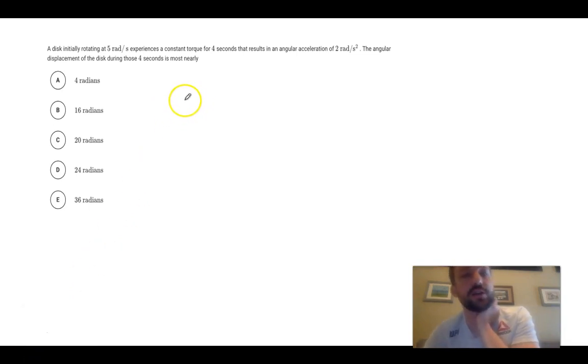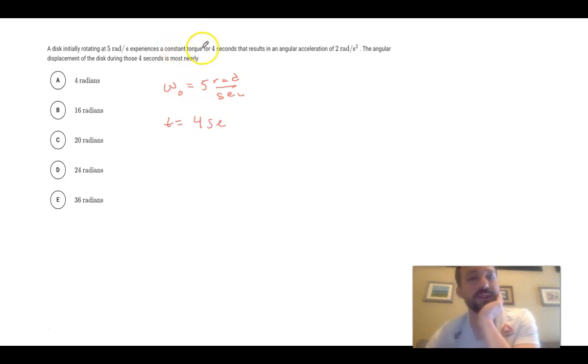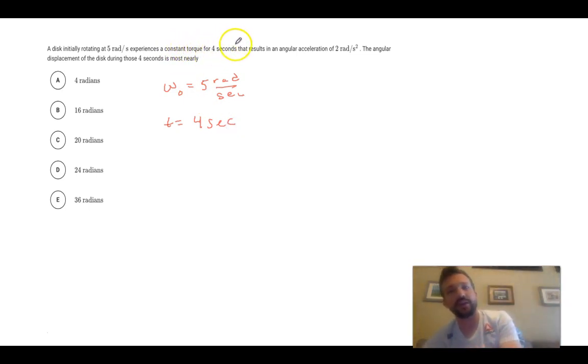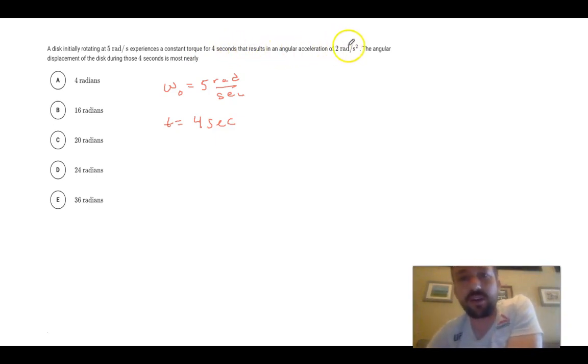A disk is rotating at 5 radians per second. That's an angular velocity because it's radians per second. It experiences a constant torque for 4 seconds. Here they gave me a time. Now, torque, that's angular force. So basically it's applying some force that's going to make it accelerate, that results in an angular acceleration of 2 radians per second squared.